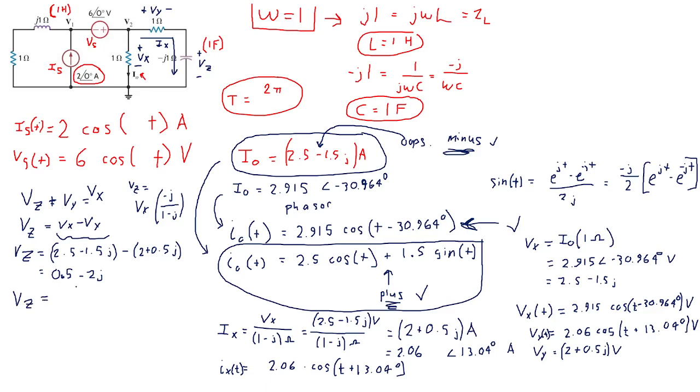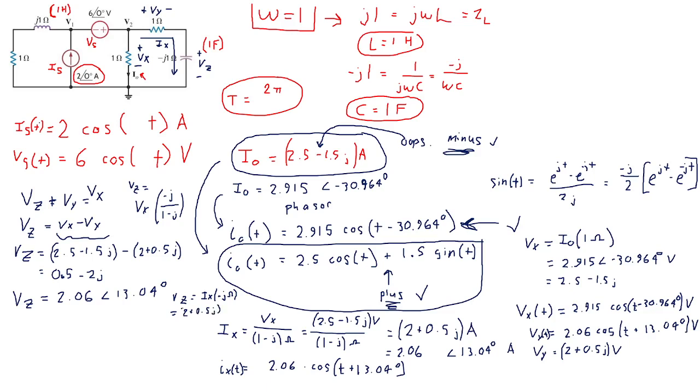Note there's another important point here, which is that the impedance could have told us that already. Okay, Vz is Ix times negative j ohms. So if I had just taken the current Ix, which I know to be 2 plus 0.5j, I could also have just said Vz is equal to Ix times minus j ohms. And sure enough, that's true.